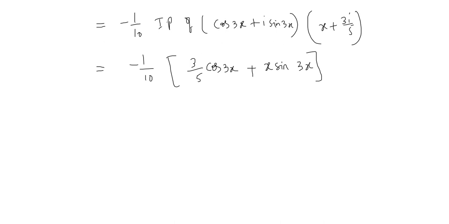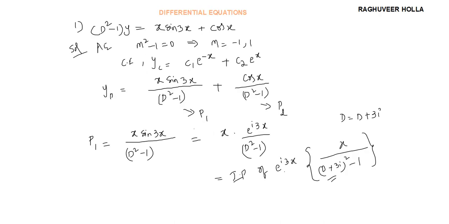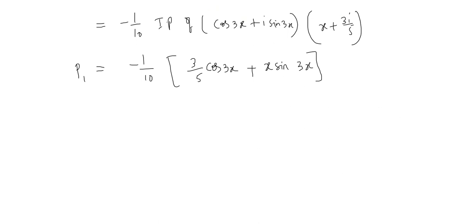Now this is the first particular integral, that is P1, which we have done. So we have done this. Okay, now let us try to calculate this P2. So the P2, which is cos x divided by D square minus 1.